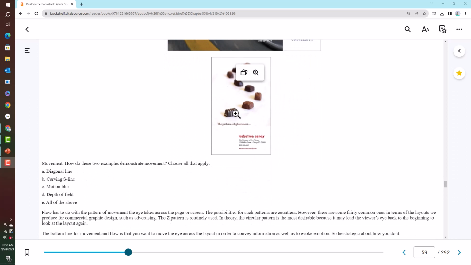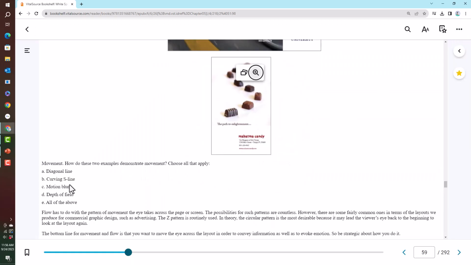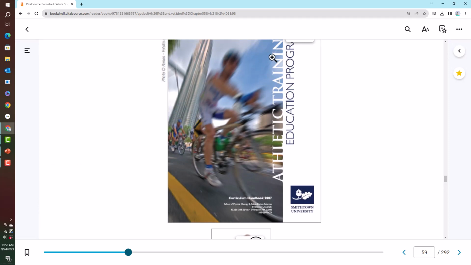Curving S line. This S takes us back and goes into, let me enlarge this. Do you see how we show movement by following the S curve? Motion blur. Look at the motion in here because we're using motion blur, which makes it look like the person on the bicycle is moving. Now, one of the oddball things about that is it also makes it look like the building in the background is moving, which it is not. So it's a little bit odd, but it does show movement nonetheless.